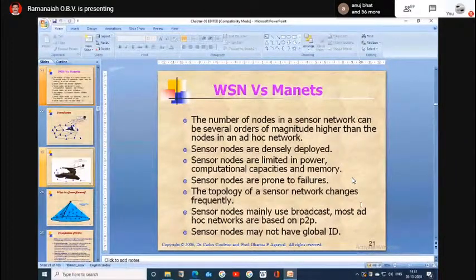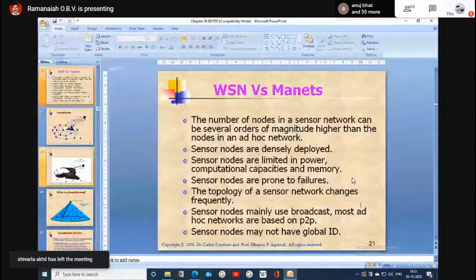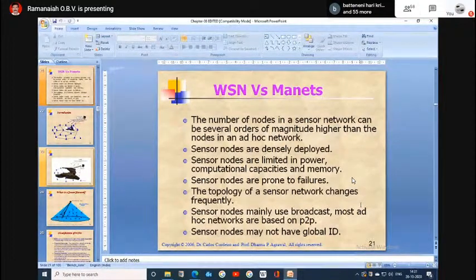Topology of a sensor network changes frequently. Why? Can anyone answer this point? Why does the topology of WSN change frequently? Once the sensor nodes take their position, they are not changing their position. Then the topology should be static. Why is it becoming dynamic, highly dynamic? Can anyone answer? The points are given already. You need to think and give the answer. Anyone, please?